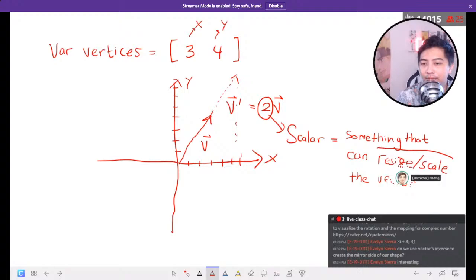We have something that can resize or scale. So it is derived from the word scale. In English, scale is a verb and scalar is the kind of subject that can scale something. That's why it's called scalar. In bahasa, it goes to scalar, sesuatu yang bisa memberikan skala kepada vektor. So that's the origin of this word.